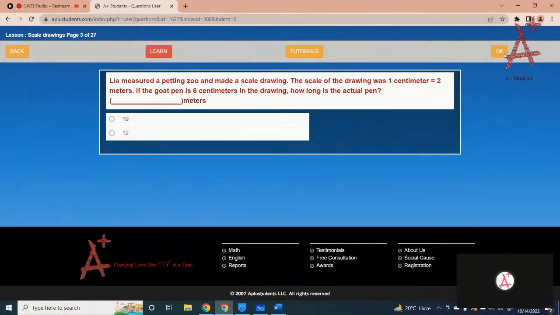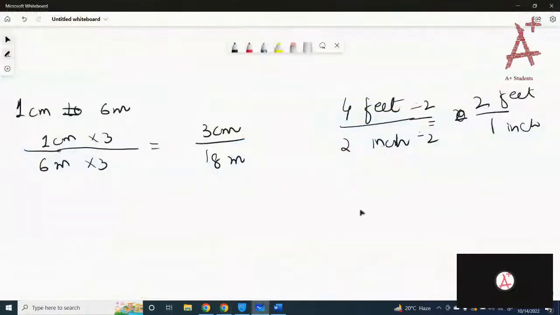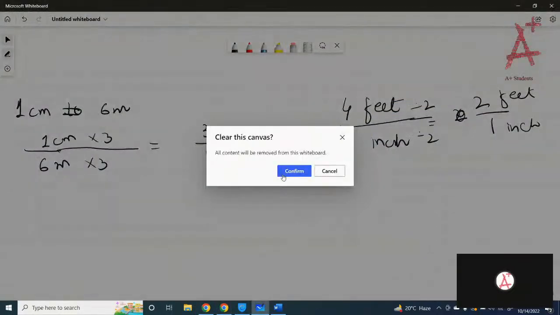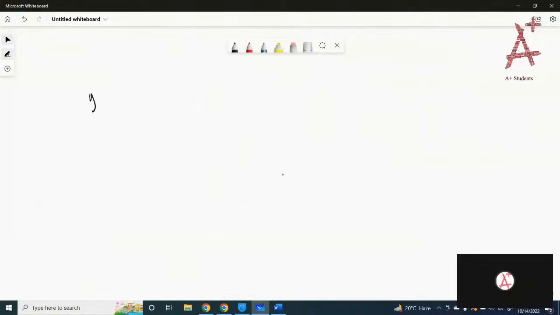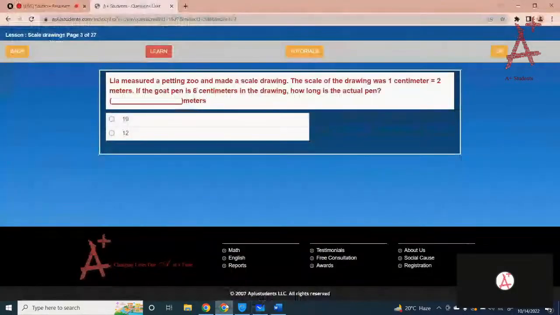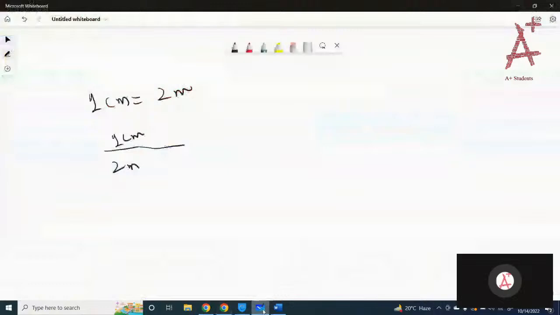Leah measured a petting zoo and made a scale drawing. The scale of the drawing is 1 centimeter equals 2 meters. It would be 1 by 2. And we need to see if the goat pen is 6 centimeters in the drawing. How long is the actual pen?